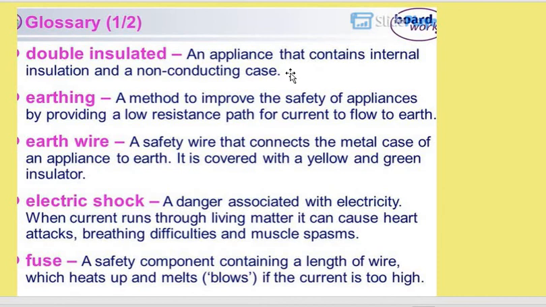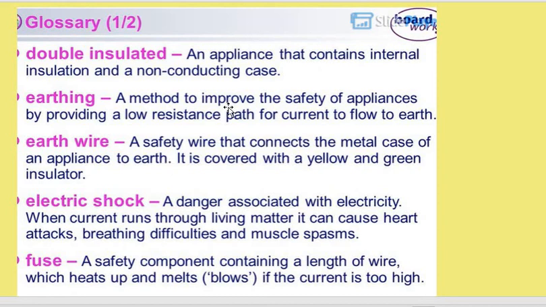And so, if there's internal insulation, that's called double insulation. Earthing is a method of improving the safety of an appliance to provide low resistance. An earth wire connects the metal case of the appliance to earth. And then the danger from electricity could result in electric shock. Muscles could spasm and even cause a heart attack. And a fuse is a safety component that prevents the wire from heating up. It will melt and blow if the current gets too hot.